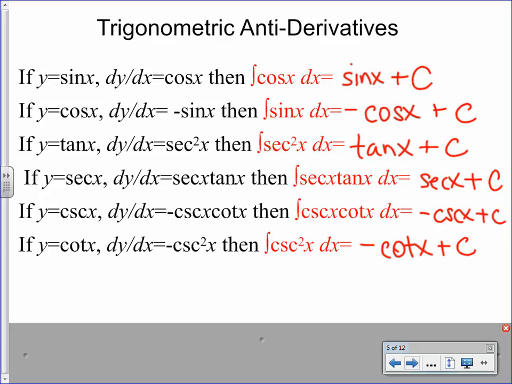Power rule, trigonometric functions, all of them. By the end of this week, these should be automatic to you. For today, we're still learning them.